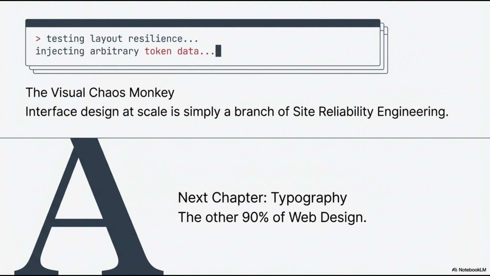Oh, wow. Right? Could you theoretically write an automated test suite, like a visual chaos monkey, that intentionally breaks CSS tokens in staging just to prove how resilient your layout is to arbitrary data? A visual chaos monkey. That is both terrifying and brilliant. Something for you to mull over until next time.